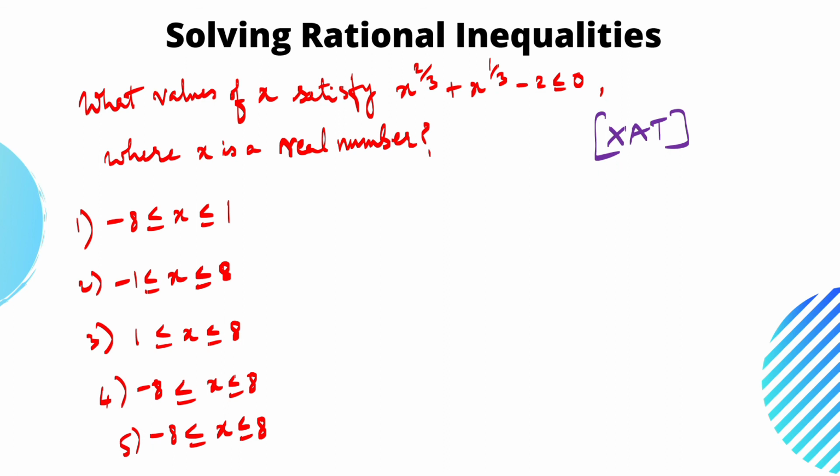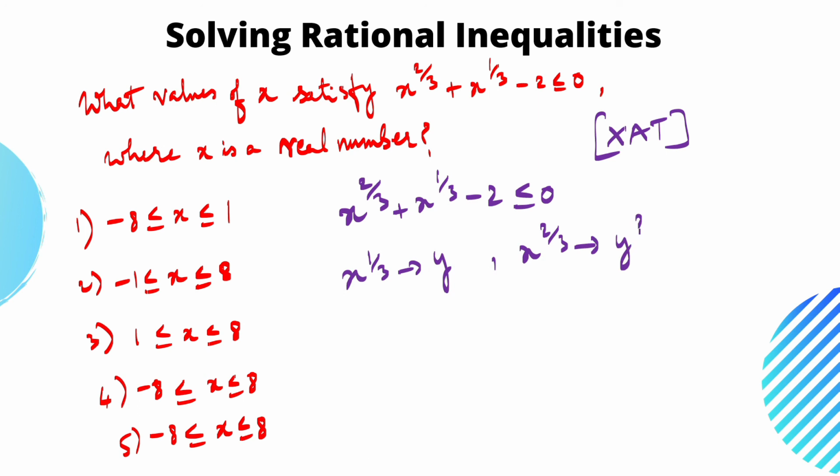What values of x satisfy the inequality, where x is a real number? What is the inequality given here? It is x power 2 by 3 plus x power 1 by 3 minus 2 is less than or equal to 0. If we assume x power 1 by 3 as y, then x power 2 by 3 becomes y square, and if we substitute in this expression, we'll get y square plus y minus 2 less than or equal to 0.